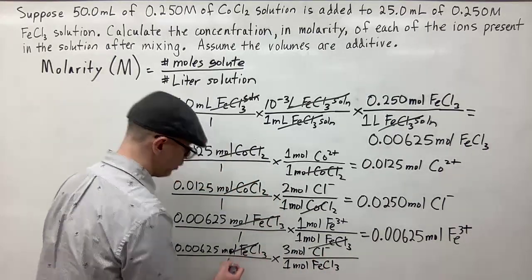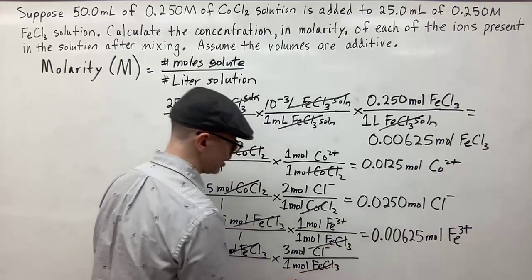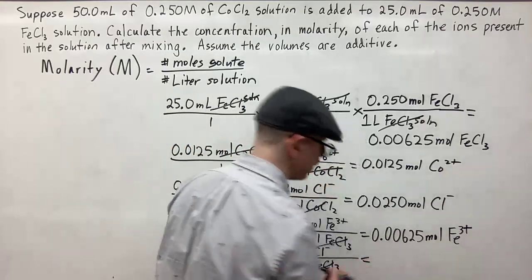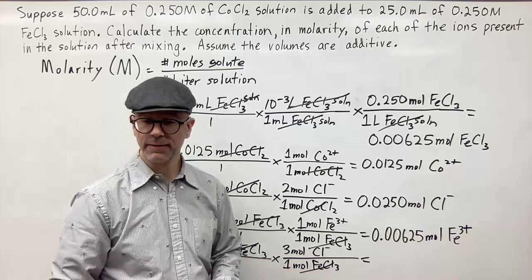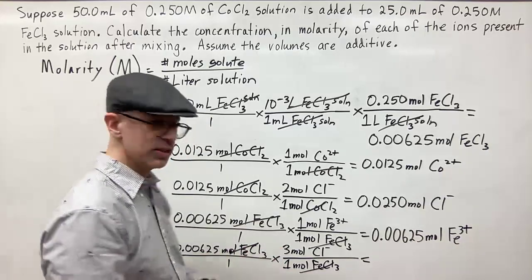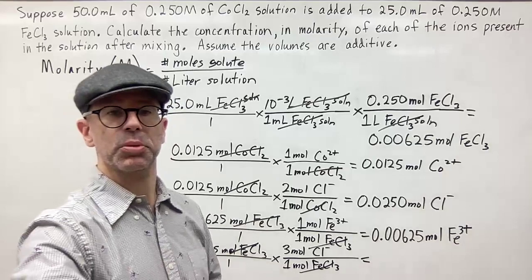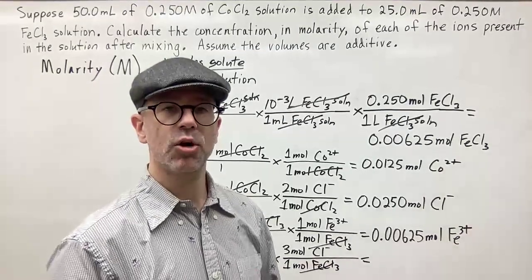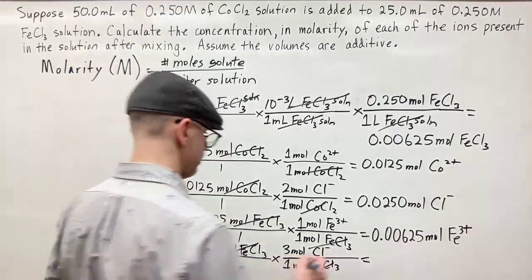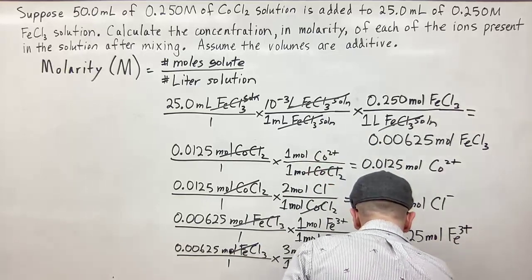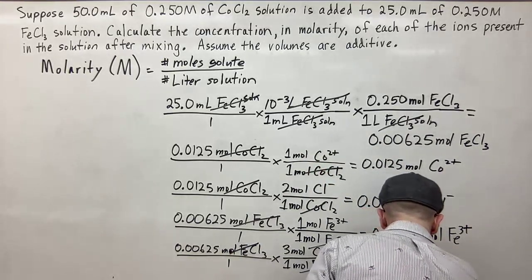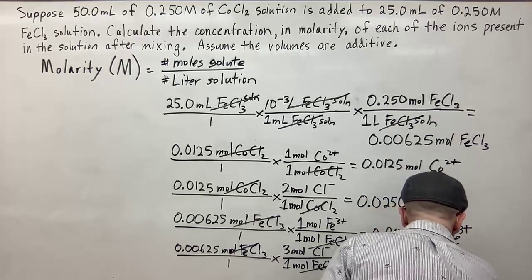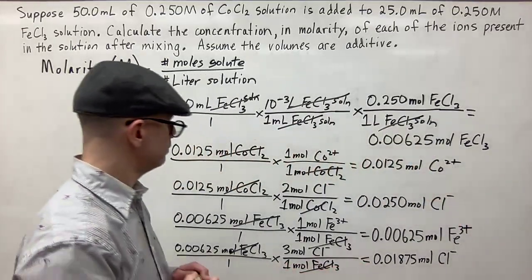So the moles of iron 3 chloride cancel out. And so when I calculate the moles of the chloride ion, I'm going to get 3 times as much, and that's going to be 0.01875 moles of chloride ion.